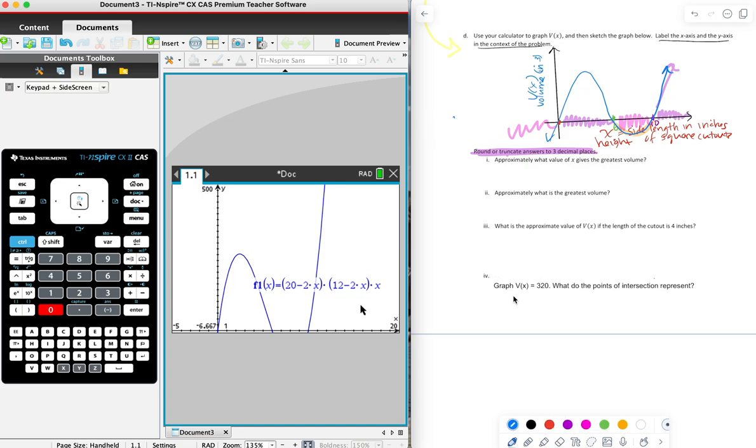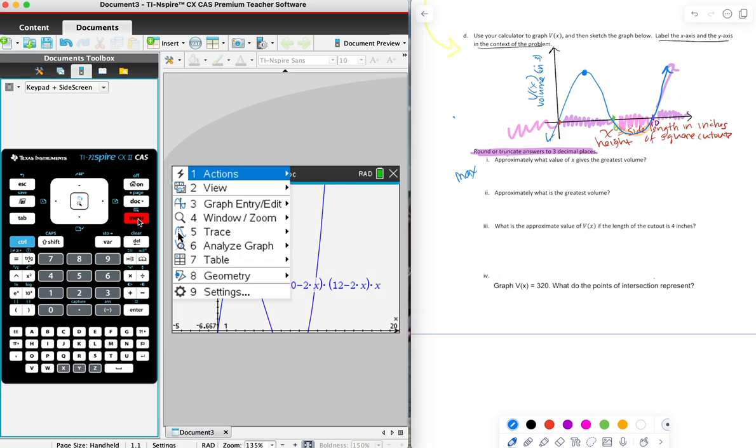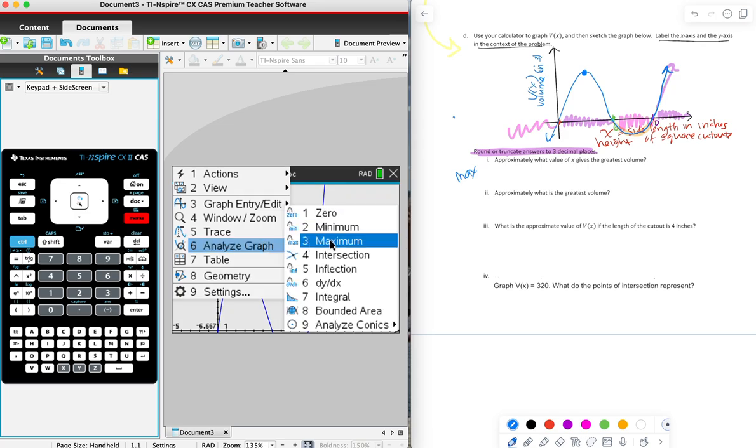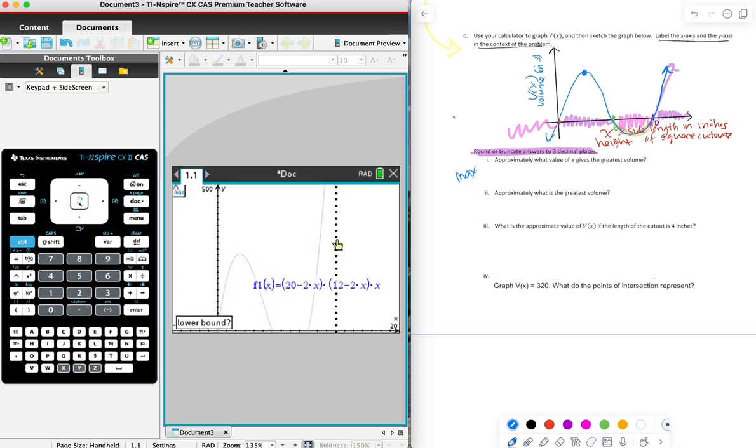So let's apply this to our following questions. Part 1 says, approximately what value of x gives the greatest volume? Hopefully you're saying to yourself, I'm trying to find this maximum right here, because that's what's going to give me the greatest volume. So maybe write that down to remind yourself: I need the maximum. You have to go to your menu, then Analyze Graph, and in Analyze Graph, we're trying to find the maximum. You might want to pause and write that down.